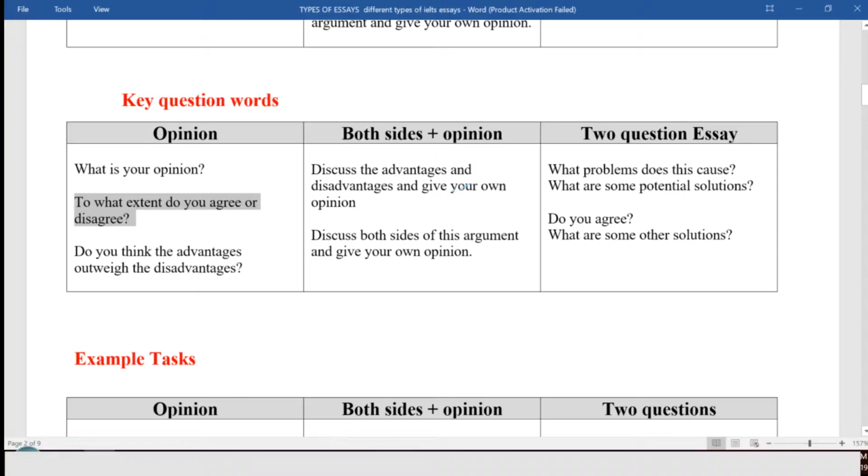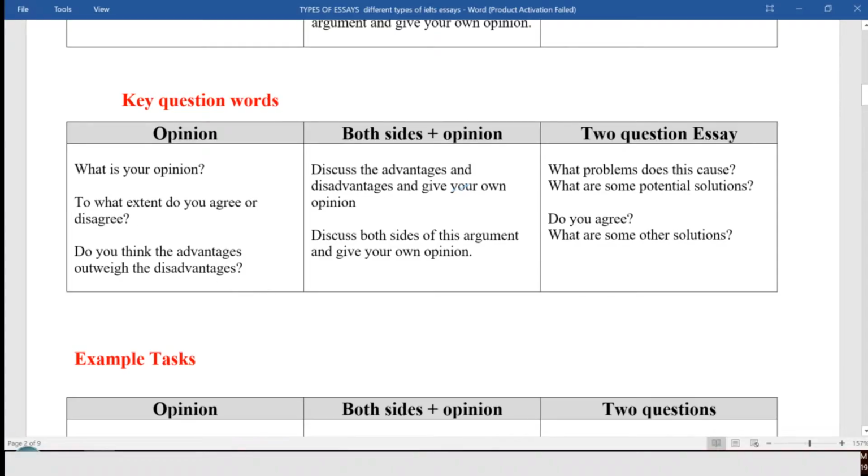Now this one requires that you not only say whether you agree or disagree, but how much you agree or disagree. So it's not enough to just say that you agree or that you disagree. You must say how much, like do you totally disagree, or do you somewhat disagree? It's important to respond to this. So essentially we have one type of question here, opinion essay, but there are slight nuances or differences between each of the types.